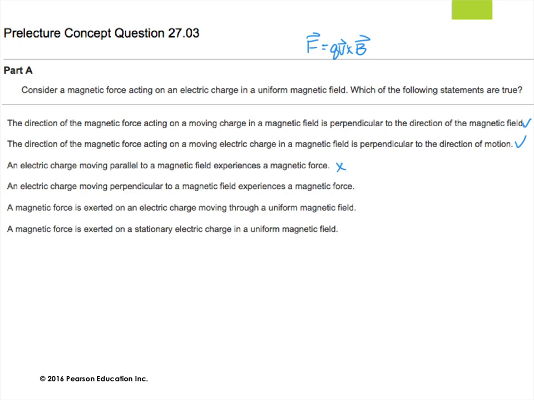If the motion is parallel to the magnetic field, there is no force. If it moves perpendicular to the field, it does feel a force. If we want to be more accurate, this statement that there's just going to be a force if an electric charge moves through a uniform magnetic field, we wanted to make sure that this wouldn't include a velocity parallel to the magnetic field, which does not create any force. And also, you have to have movement in order for there to be force. So we only have three true statements here.